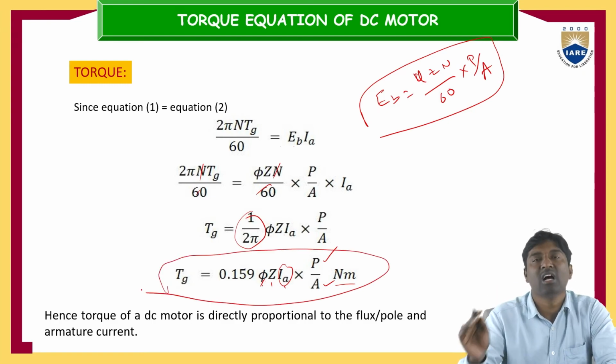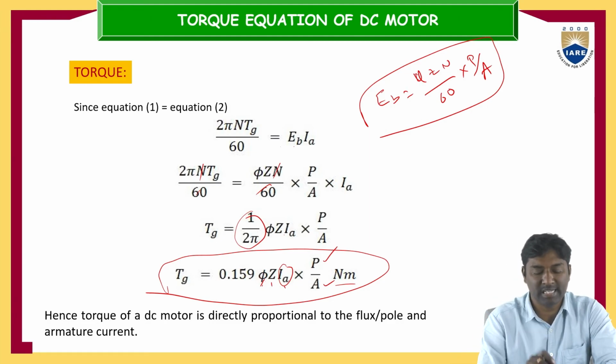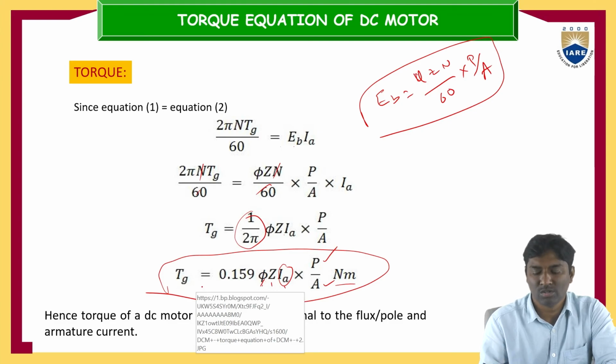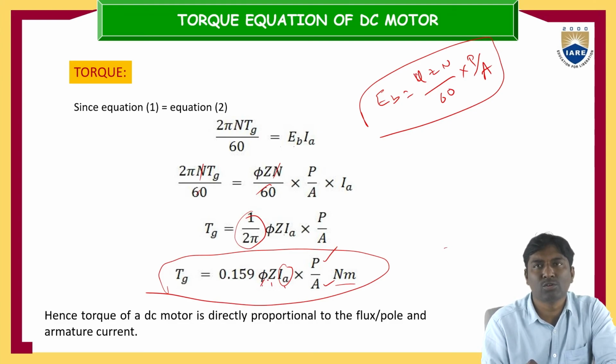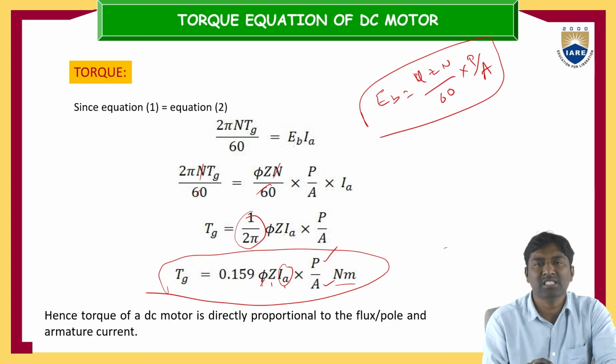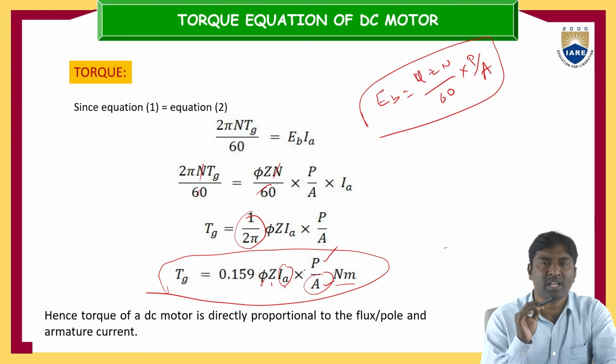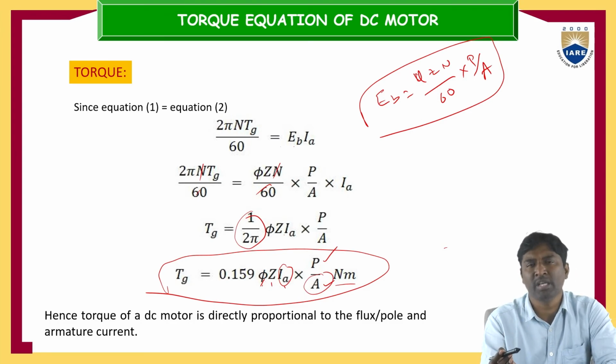So this is the gross torque or armature torque equation of DC motor. That is Tg is equal to 0.159 into phi into Z into Ia into P by A, where phi is the flux per pole, Z is the armature conductors, Ia is the armature current, P is the number of poles, A is the number of parallel paths. This number of parallel paths depends on the armature winding. If it is a lap winding, A is equal to P. If it is a wave winding, A is equal to 2.